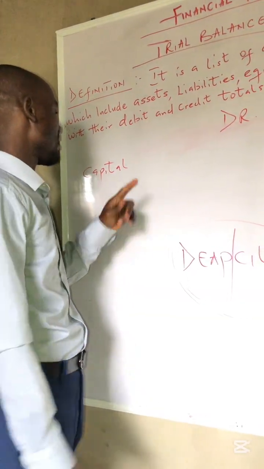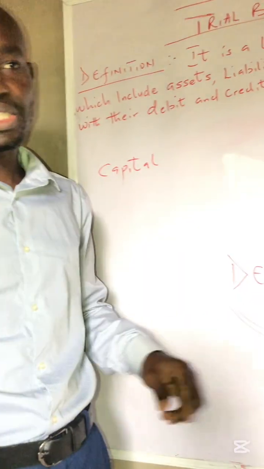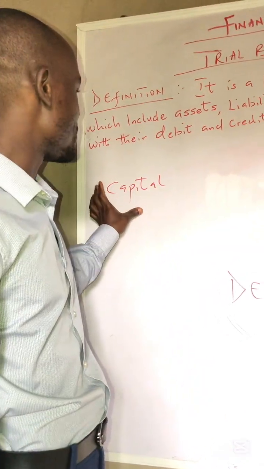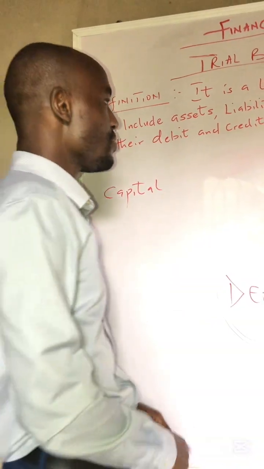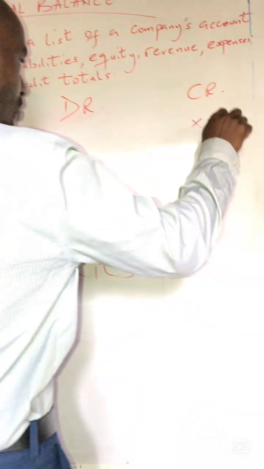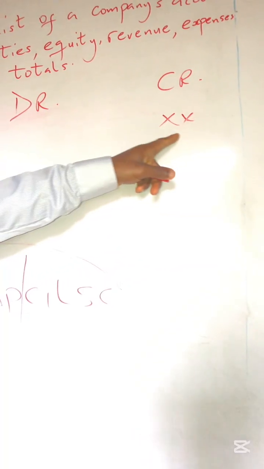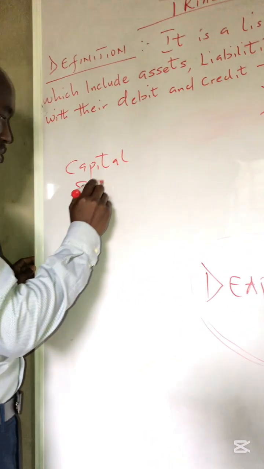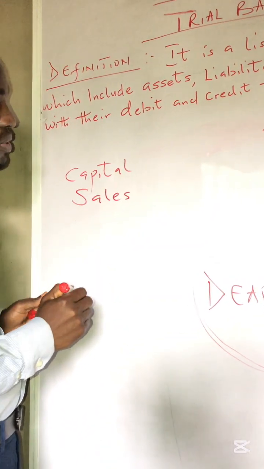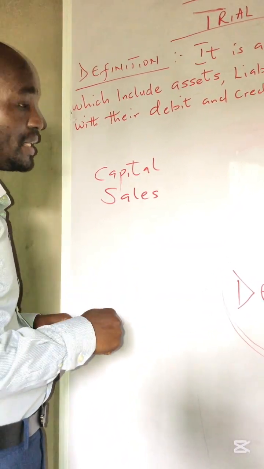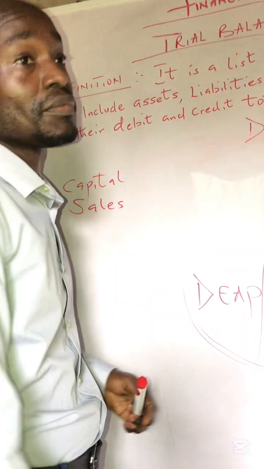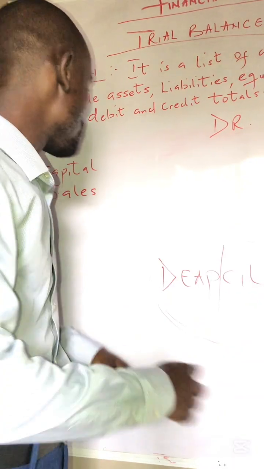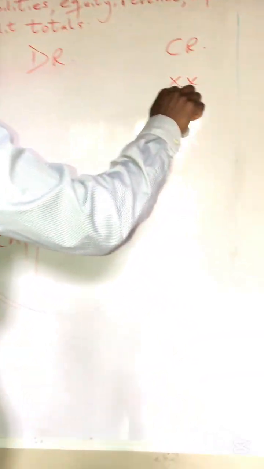Now let's look at capital. Capital is an amount of money that we use to start a business. We can group capital as an investment, so that is going to be at the credit side. Then, assuming we have sales too, sales is when you sell goods, the returns you see on those goods that you sell out. So sales also will be at the credit side.